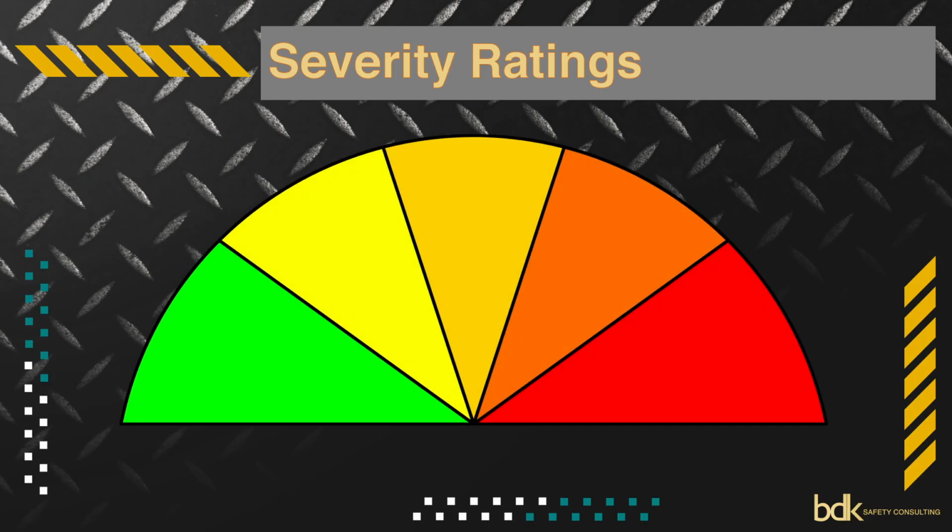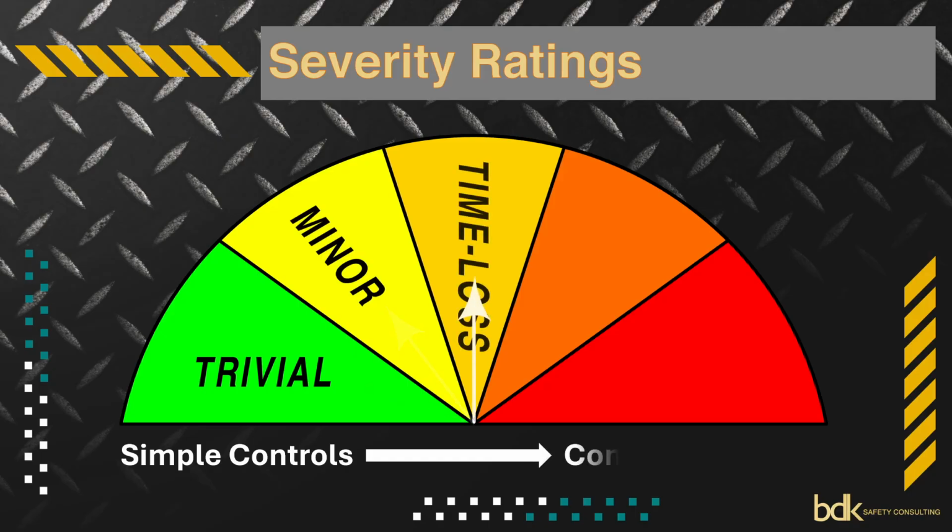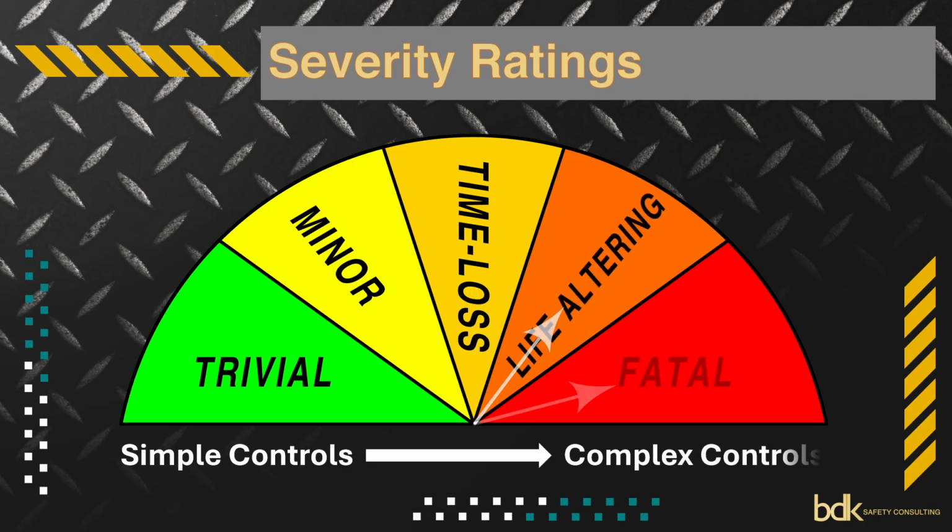Severity will be rated on a scale using terms ranging from trivial to fatal. Generally, a hazard assessment will list the ratings from 1 to 5 with terms like 1. Trivial, 2. Minor, 3. Time loss, 4. Life-altering, and 5. Fatal. You may see different terms, but the idea is the same. How bad will it be if something goes wrong?